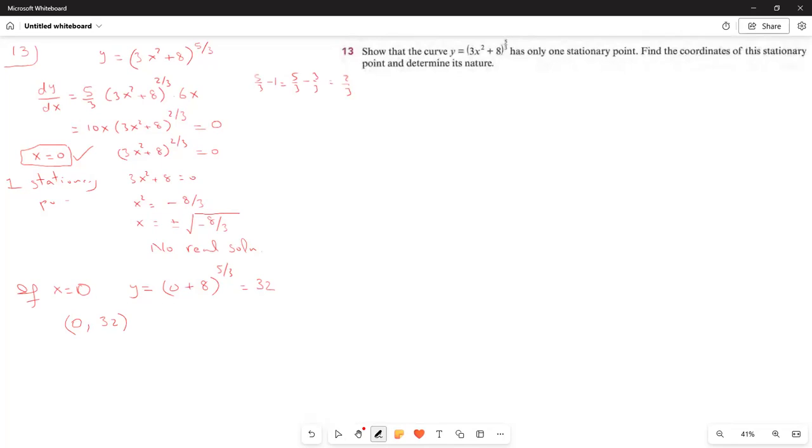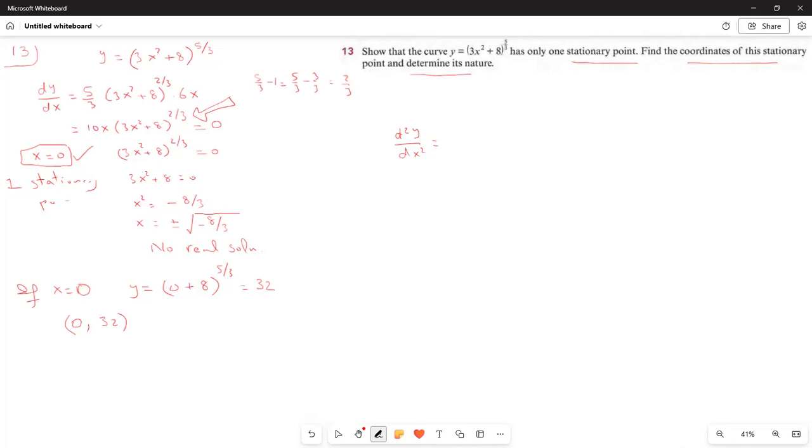Now the second part of the question: we have to find the stationary point and find the coordinate. We did this as well. Now the final part is to determine its nature. Nature means whether this stationary point is a minimum or a maximum, and that we can decide by knowing the second derivative. So d squared y by dx squared is the derivative of this expression, because this is the first derivative. Now I have to differentiate it again to find the second derivative.